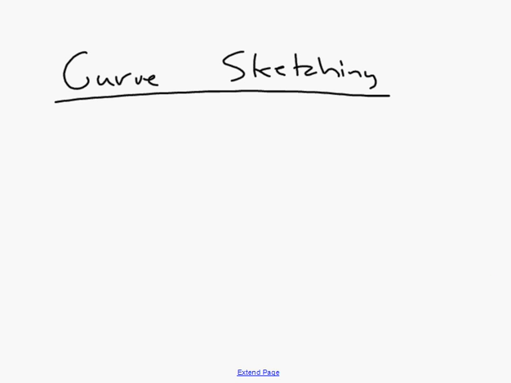So today we're going to start discussing something I'm going to call curve sketching. And the question is, how can we use what we know about the derivative to help us draw graphs of functions? So I'm going to start with an example. I'm going to look at this function here. So suppose y equals x squared minus 4x plus 7.